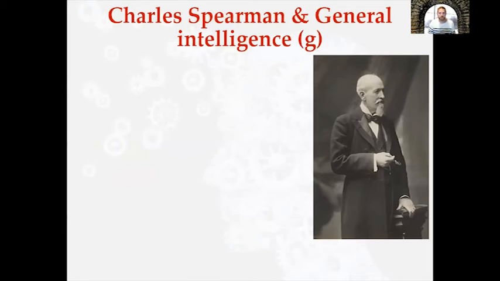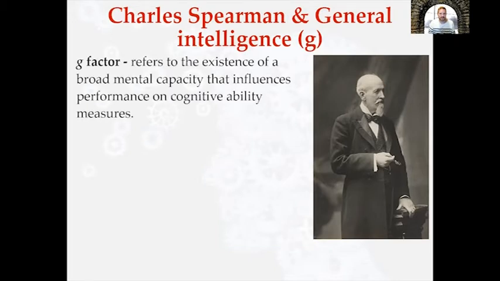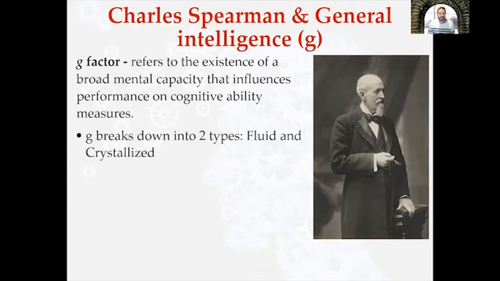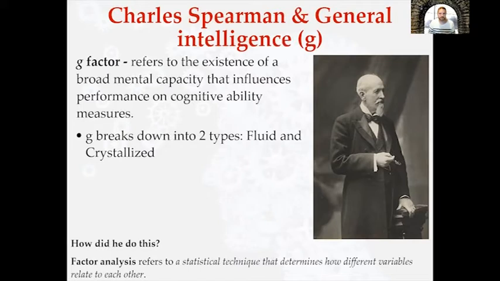George Spearman defined intelligence as what he called G, or generalized intelligence. He said that the G factor was a broad capacity of influences that help us perform cognitive abilities on specific measures. He said that G breaks down into two main types: fluid, which is how quickly you can think, and crystallized, which is a little slower, but it's like everything that you know. He did this using something called factor analysis, which, for the purposes of this class, is just a statistical technique that shows how things cluster together or how closely related they are.